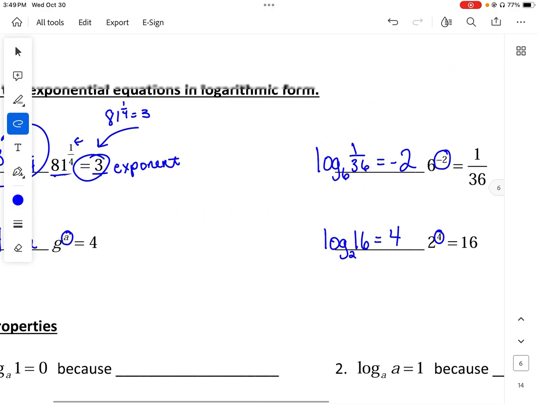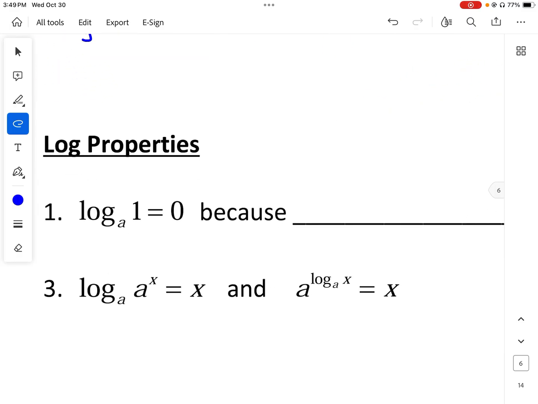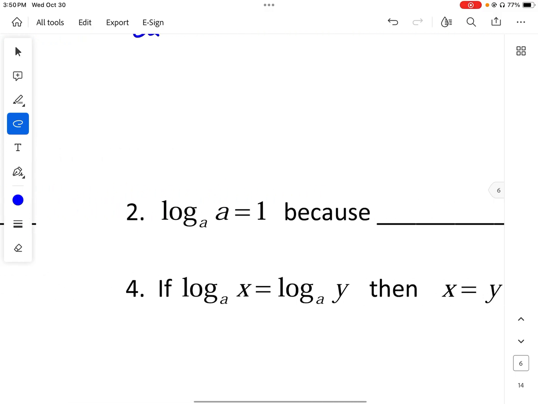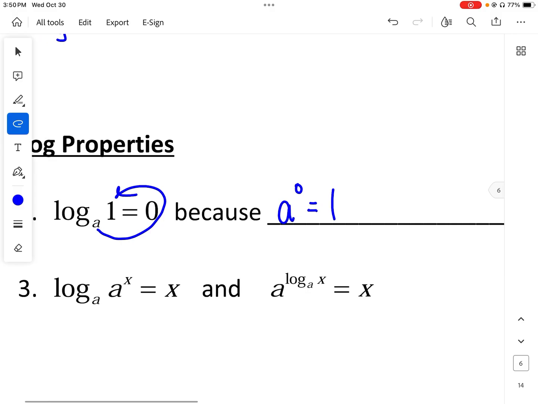Okay, so we can convert between log and exponential. So here are some properties. Log base a of 1 equals 0, because if we do the swirl, a to the 0 equals 1, which is an exponent rule. Anything to the 0 power equals 1. Okay, swirl it around. a to the first power equals a. So if these are the same, then it equals 1.